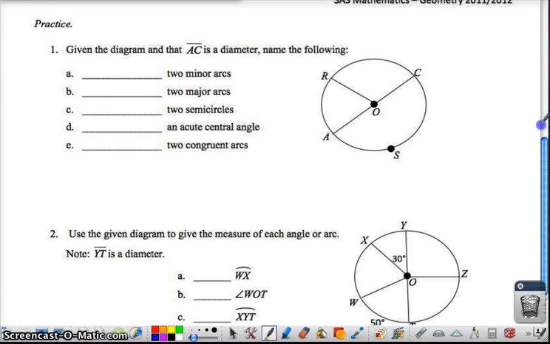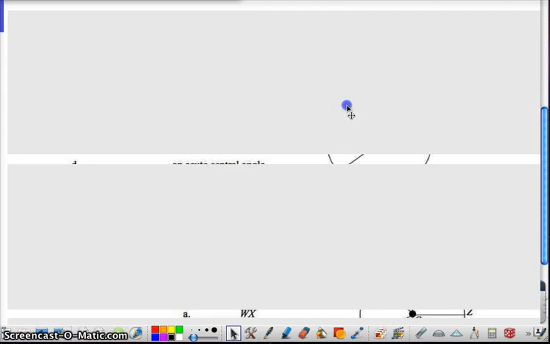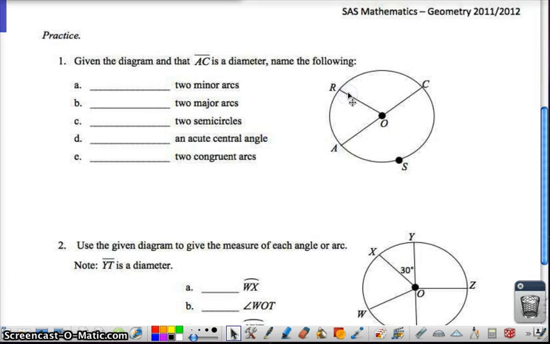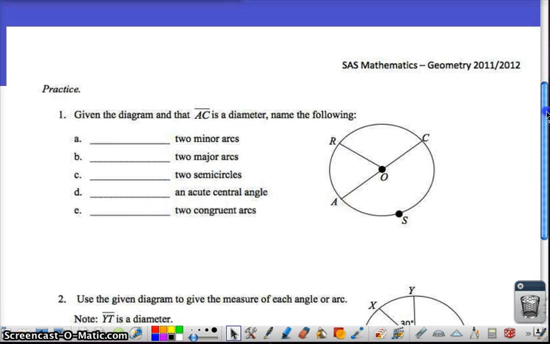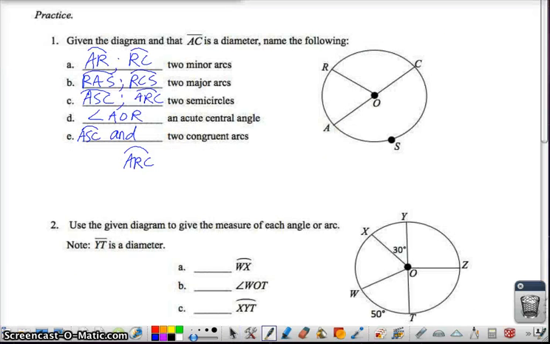Okay, moving on. So we're going to practice. What I want you to do first is to pause if you haven't already and try to answer these on your own, and then when you think you've answered them correctly or you're finished, then go ahead and unpause and check your answers with me. Okay, so let's see how you did.